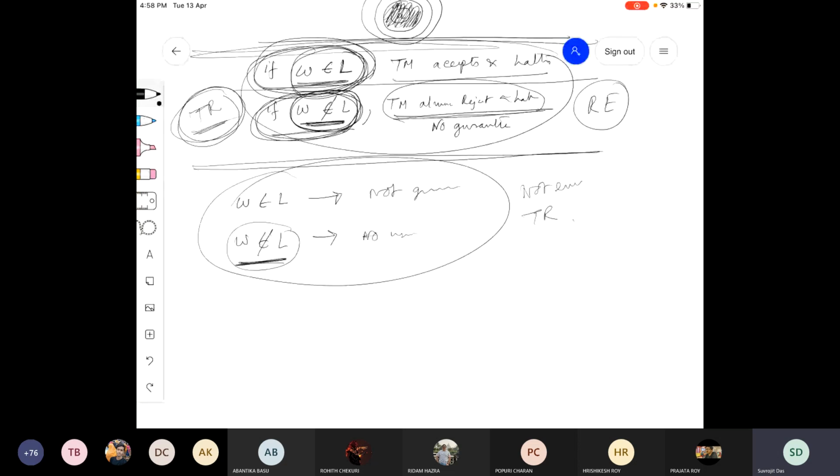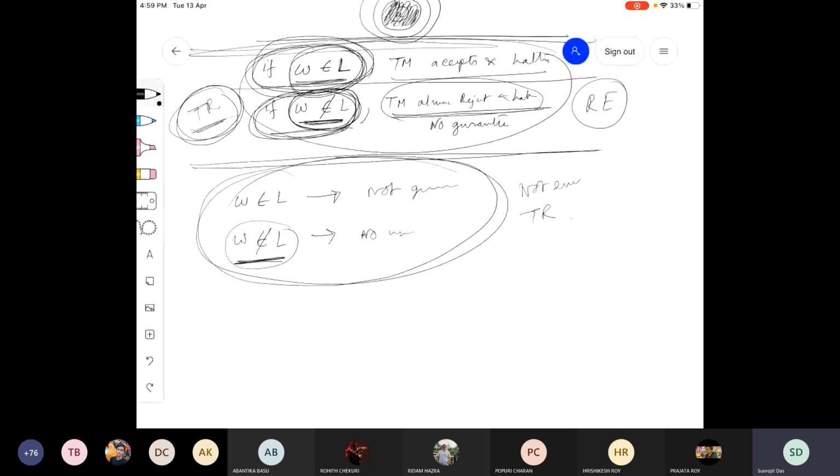And the languages that are not guaranteed to, for example, any language where if I check whether a string belongs to that language or not, even if I know that this string belongs to the language, the Turing machine cannot guarantee that it is a member of L. If that is the case, then these languages are called not Turing recognizable languages, not RE, right? Not RE. RE is recursively enumerable.